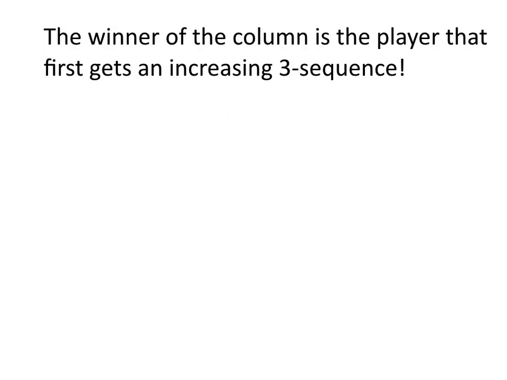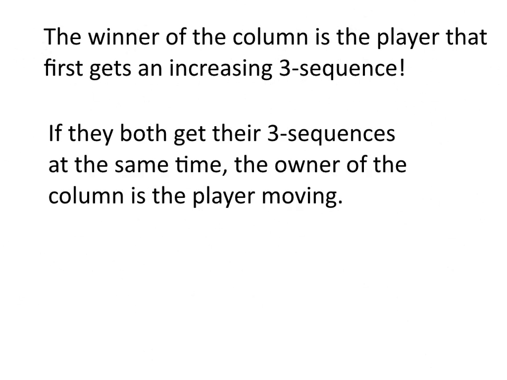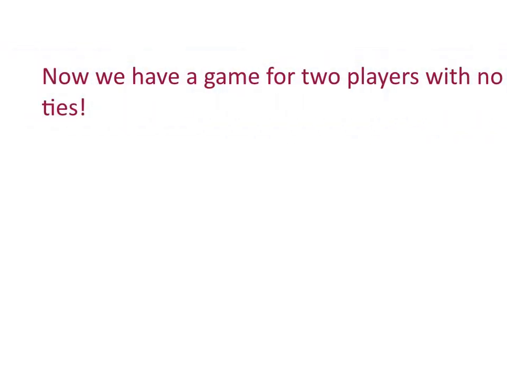I define the winner of the column as the player that first gets a monotone sequence of length 3. And if they both get it at the same time, the column belongs to the one that is playing. Otherwise, it belongs to the one that first got it. So there are markers that we can use, and as the game develops, we mark the ownership of each column. And like this, we have a game for two with no ties, which is very nice.